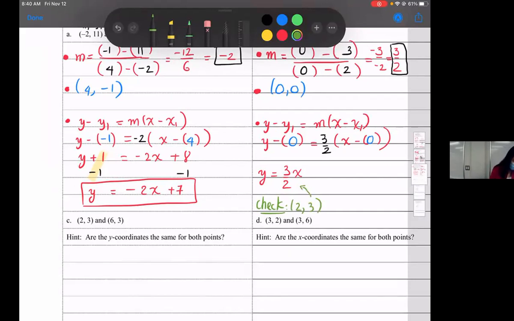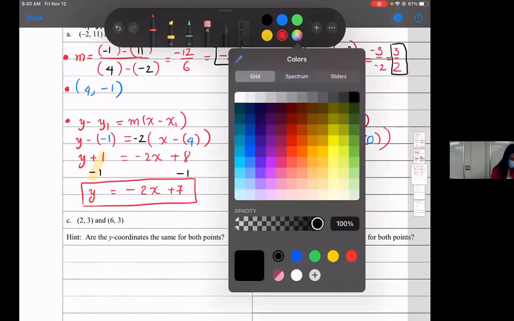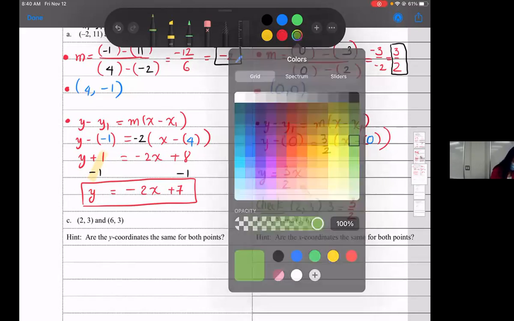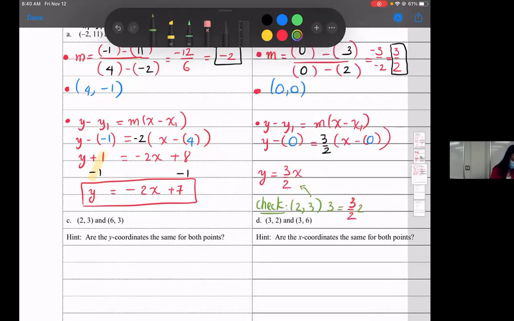So y is 3. And then I have 3/2 here, and then x is 2. And I don't know if it's equal or not, so I'm gonna put a question mark here. Is it equal? Yeah, right. So it means you got the right answer. So 3 equals 3. Check.